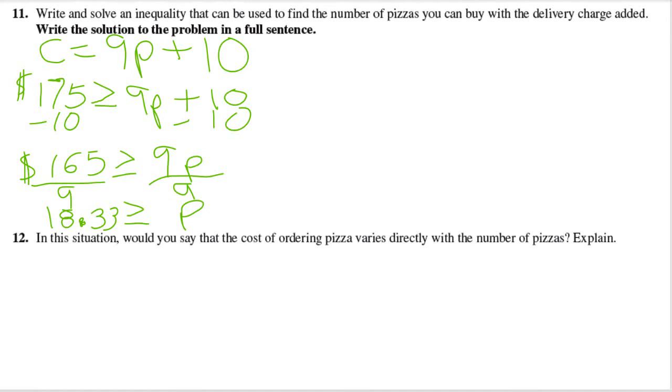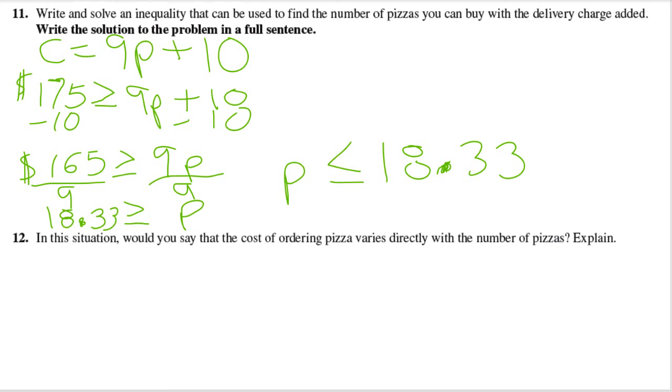So 18.33 has to be greater than the number of pizzas, or a better way to say it in terms of this problem, the number of pizzas has to be less than 18.33. Which, in terms of the problem, means we have to get 18 pizzas. Okay? And that's kind of what question 12 is talking about. So restart the video once you've done question 12. In this situation, would you say the cost of ordering pizzas varies directly with the number of pizzas? Explain.